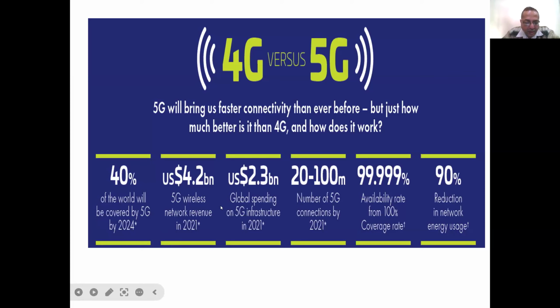Then 5G network revenue in 2021 was, you can see, $4.2 billion. So that was the revenue. Again, the whole world has spent on 5G infrastructure; the amount was $2.3 billion. Then what is more important to us is the number of 5G connections. So it was 20 to 100 million, right? Then availability rate or coverage was 99.9%. And then reduction in network energy usage was 90%.